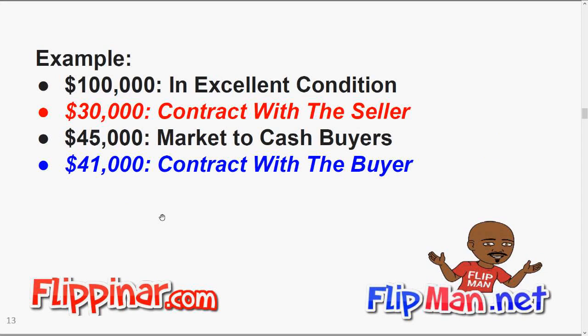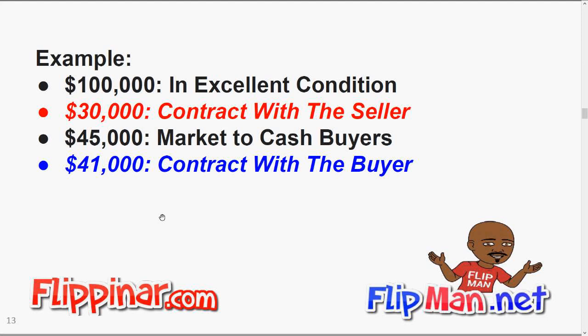We'll say a house in excellent condition would be worth $100,000. What I mean by that is, when it's fixed up, that's what it would be worth. That's what it would appraise for. For whatever reason, you can get this house under contract for $30,000. The question is, why would someone do that? It could be any number of reasons.